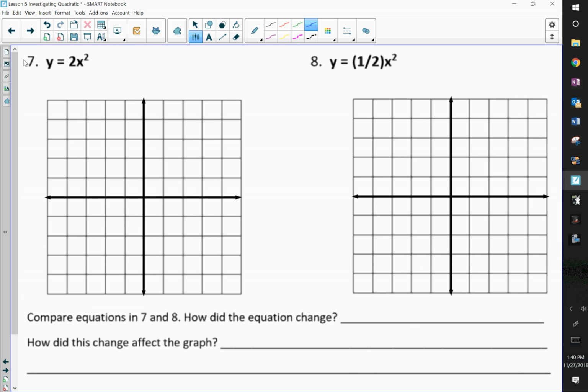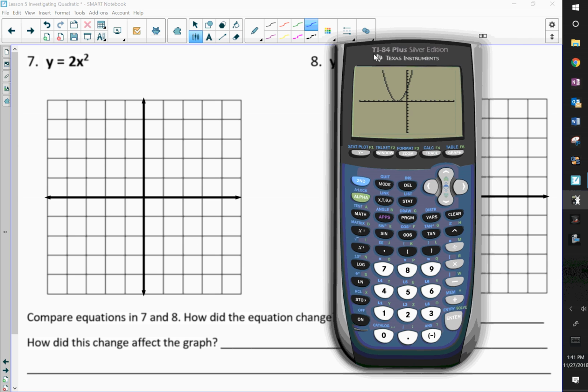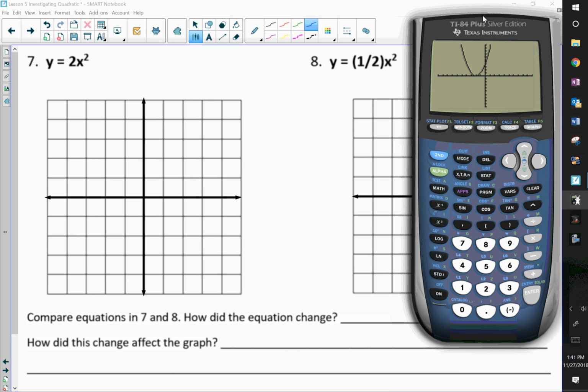All right, number 7 and number 8. I'm multiplying the y equals x squared function by 2, and I'm multiplying the x squared function by 1/2. So take a second, pause the video, try graphing those. Now, you're not just graphing them to get the answer, you're graphing these 2 equations to practice knowing how to graph an equation and knowing how to use the graphing calculator, because that's going to be important in chapter 5.